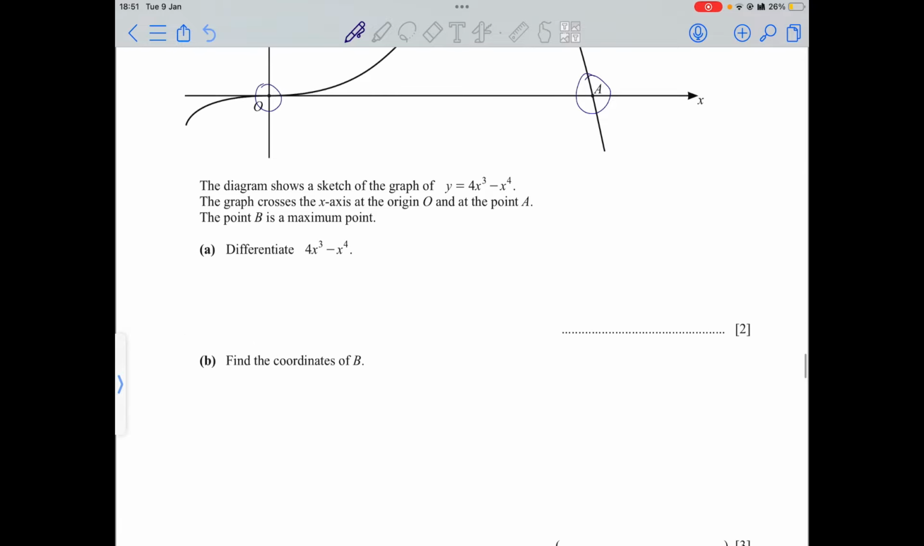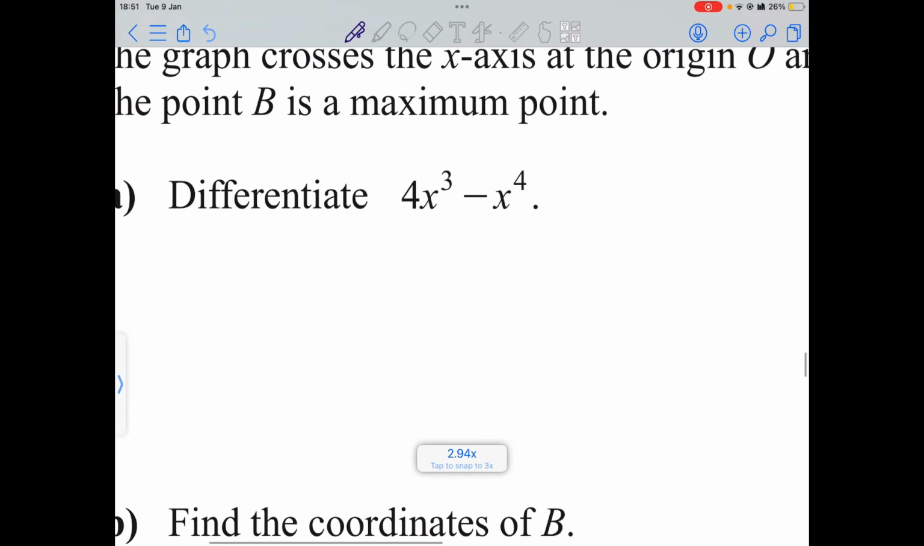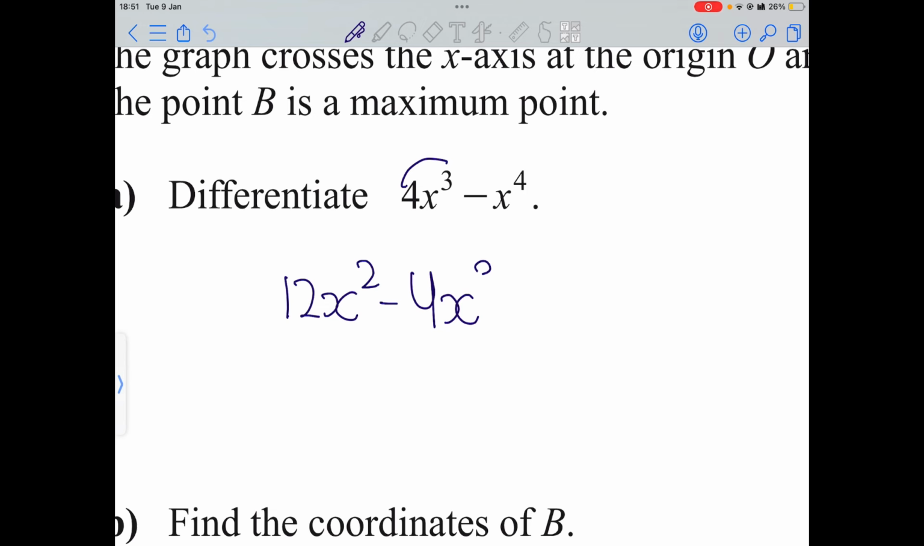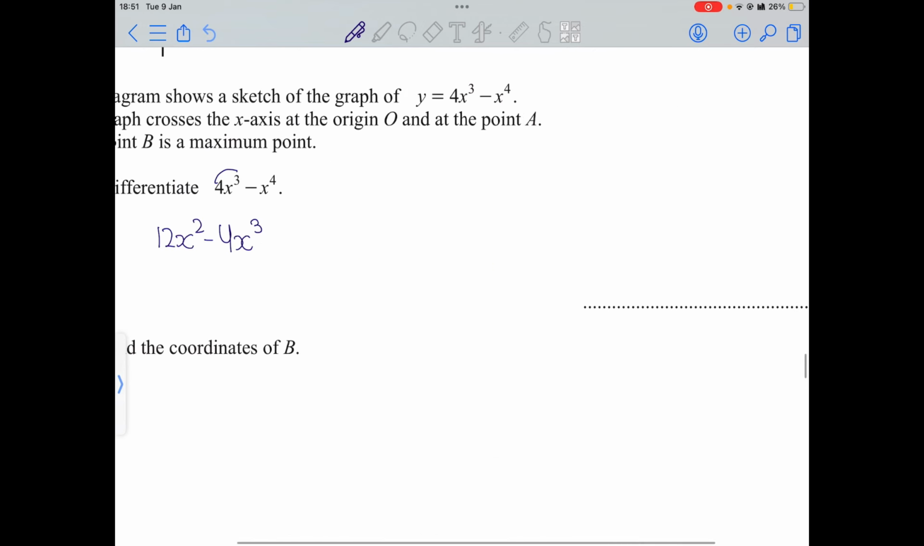Differentiate this. When you differentiate, you bring the power down and multiply, then reduce the power by 1. So 3 into 4 is 12, and the power reduces by 1, so 12x squared. Then minus, when you bring 4 down, it becomes 4x raised to 3. So dy/dx is 12x squared minus 4x cubed.